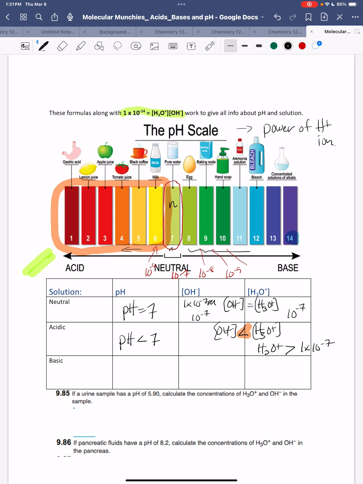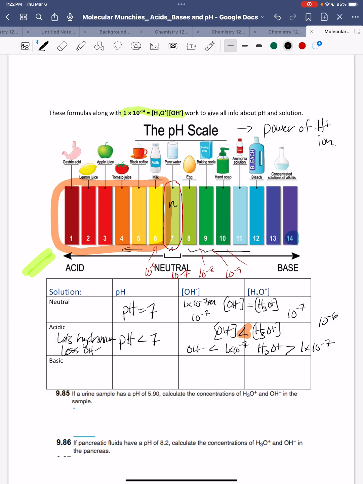Now that seems really weird, but I want you to recognize that 10 to the negative 6 is larger than 10 to the negative 7, right? Those negative exponents make you confused, but you're getting closer to 0. You're moving up towards the positive end of the number line, if you will, right? And then the OH minus concentration must be less than 1 times 10 to the negative 7th. So there's a lot of hydronium and not so much hydroxide. So lots of hydronium, or lots of hydrogen ion, less OH minus.